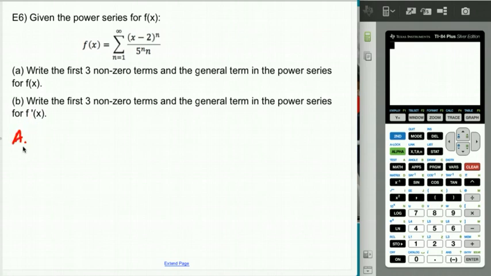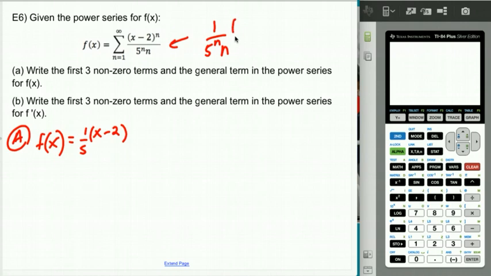So for a, the power series is going to start when n is 1, right? So my f of x is going to be equal to, when I plug in n is 1, I'm going to get x minus 2 to the first over 5 times 1. I'm going to go ahead and say 1/5 in front because that's easier. So it's easier for me if I rewrite this as this thing in the front times this, and that's what I'm going to do, right?